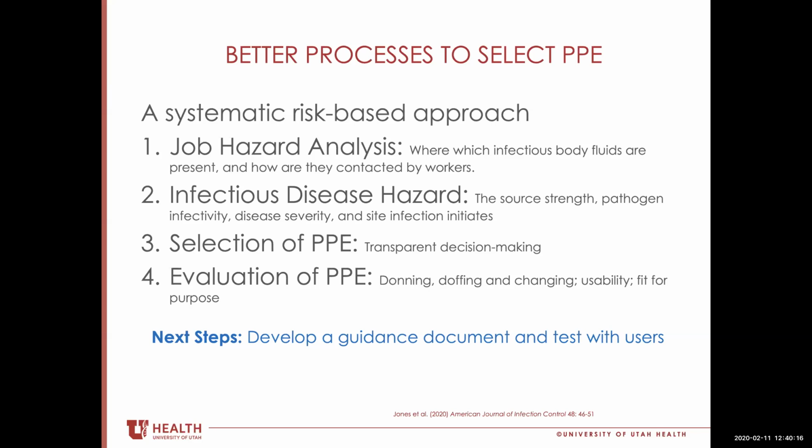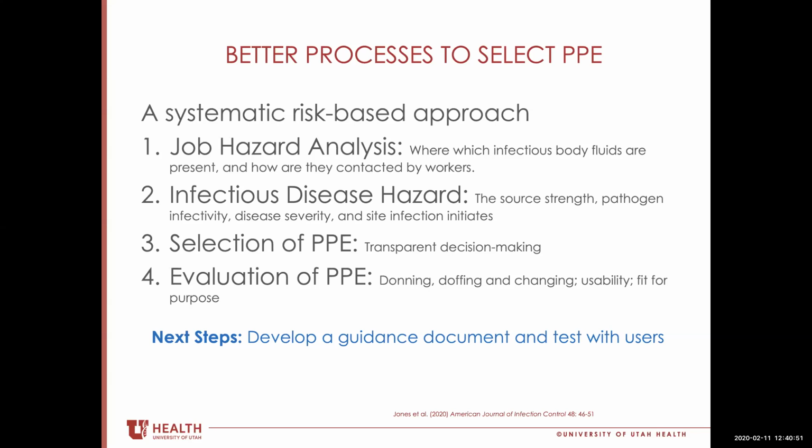And this would be what we described as starting out with a job hazard analysis, where you're looking at what are the infectious body fluids present, how are they contacted, infectious disease hazards, going through a selection where you're trying to document and make your decision-making transparent to build trust with healthcare workers and align the hazard analysis with the infectious disease hazards, as well as undergoing a robust evaluation of PPE, where you're not only looking at donning and doffing, but usability in general and whether or not it's fit for purpose.